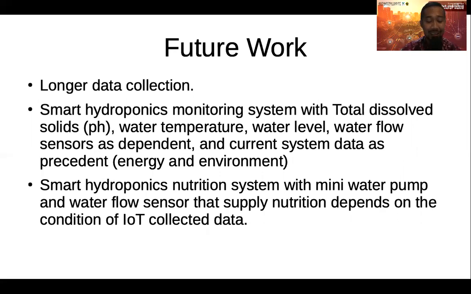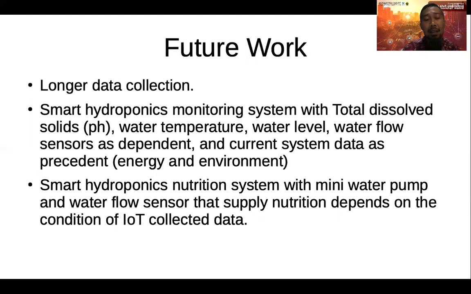Basically in this research, we mostly talked about the power system of the hydroponic system, not much about the plantation, but in the future we promise to talk more about plantation. We would like to collect longer data, so we can measure the effect of the system on the plantation. And we would like to build a smart hydroponic monitoring system, which also measures plantation data such as total dissolved solids or pH, water temperature, water level, and water flow sensor as dependent, and the power as precedent.